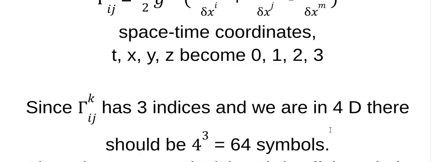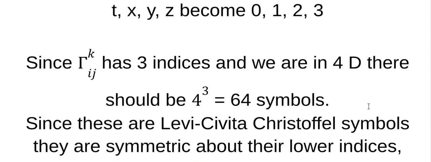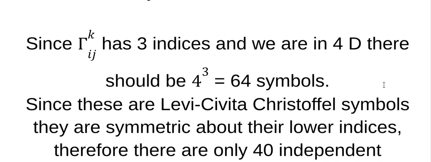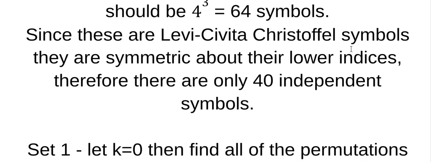But remember the couple of videos we did on the fundamental theorem of Riemannian geometry? We learned that since these are the Levi-Civita Christoffel symbols, they are symmetric about their lower indices. Therefore, there are actually only 40 independent ones. So there are 24 reproductions of these 40. Let's look at how it should be done.